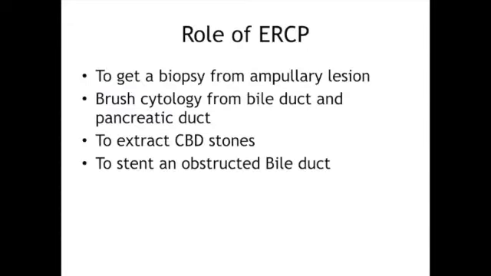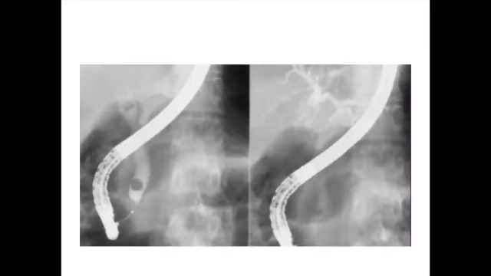So what is the role of ERCP? You can use it to get a biopsy from an ampullary lesion. You can take brush cytology from the bile duct and pancreatic duct. You can extract stones from the bile duct, and you can stent an obstructed bile duct. So this is the ERCP picture. You can see a stone in the lower part of the bile duct, and you can extract it through the ampulla.